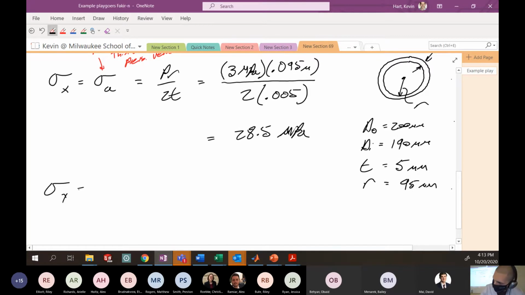In the y direction, we have the hoop stress, or sigma theta. It goes by a couple of different names, sigma theta or sigma hoop. The equation is PR on T, which is just twice the axial stress. So here that's just 57 MPa.